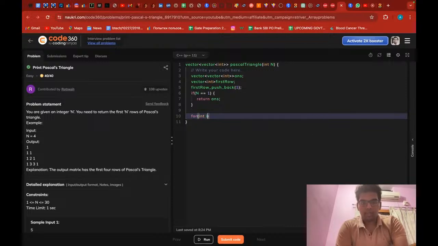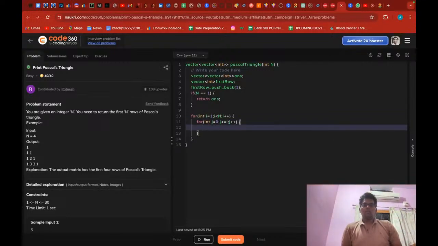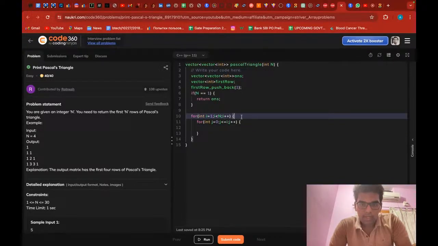But if n is greater than that, then I need to traverse. So I am going from i equal to 1 till i equal to n, right? We need to have two loops because we have i and j, right? So we need to make a matrix, and for a matrix we need to have two indices, two pointers. One pointer will be traversing on the row, and another one traversing in the column, right?